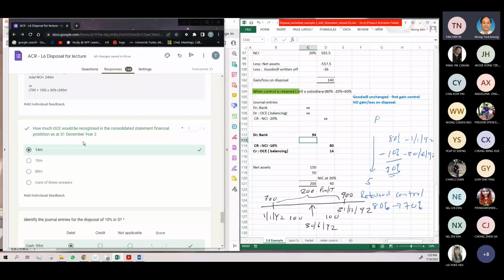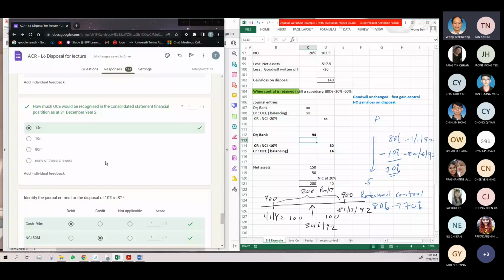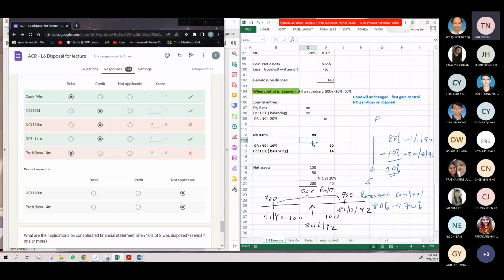Okay, do it correctly. It's surprising, right? If you do this one correctly, this is NCI just after disposal. And the double entry now, you understand the double entry. You are given here debit bank 94, credit NCI 10%, 80. It's all correct, and the balancing 14 goes to OCE. The benefit is not applicable. 160 million NCI, you should choose not applicable. It has nothing to do with profit and loss because it's within control. No gain or loss on disposal. Now understand? Good.